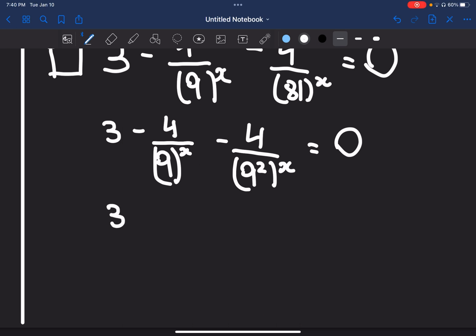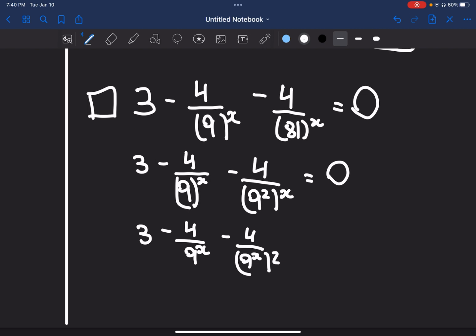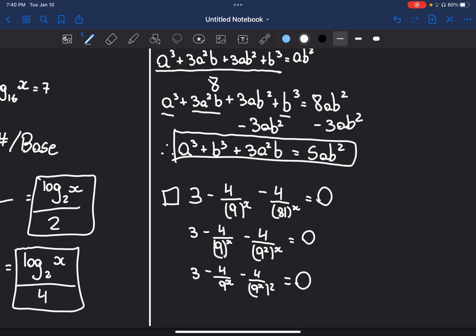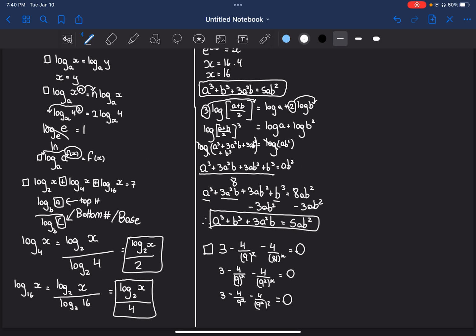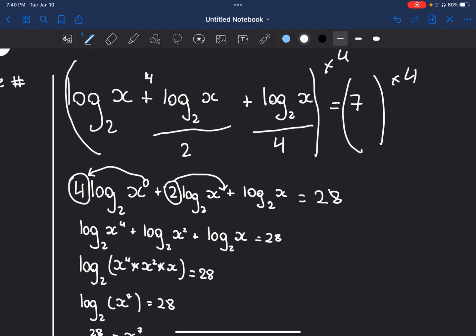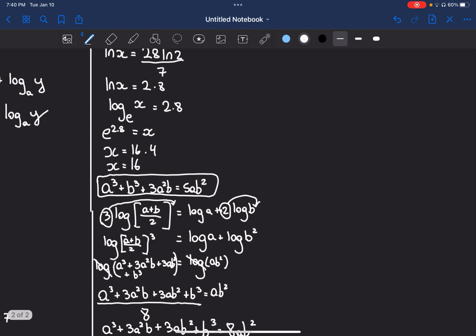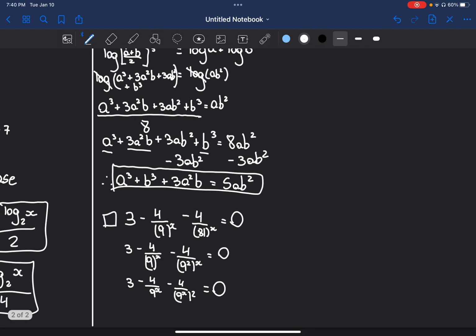So we'll have 3 minus 4 over 9 to the x minus 4 over 9 to the x, and this will be squared, right? Because we still take the 2, we just interchange them. That's all we're doing. We're just interchanging the 2 and the x. If you don't understand that principle, I'd recommend you check your indices and surds topic, which should be very helpful. And let's move on now. I'm running out of space, so I'm just going to write over here.